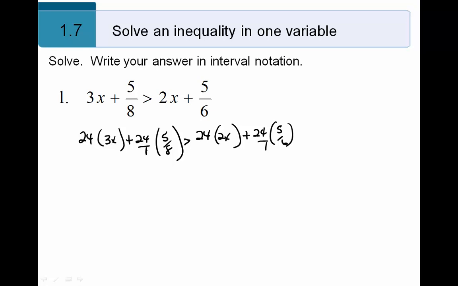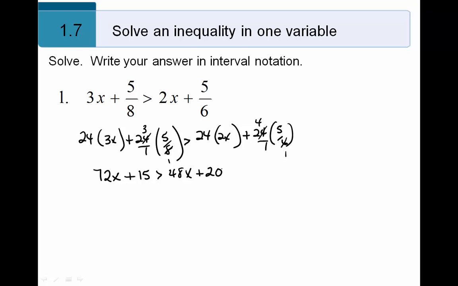And let's begin simplifying. 24 times 3x is 72x. Cross-canceling, 8 goes into 8 one time, into 24 three times, and 3 times 5 is 15. 24 times 2x is 48x. Cross-canceling, 6 goes into 6 one time, into 24 four times, 4 times 5 is 20. Okay, so we've eliminated the fractions. There are no grouping symbols, nor are there any like terms. So let's move to steps 2 and 3 and get the variable term on one side, the number on the other.